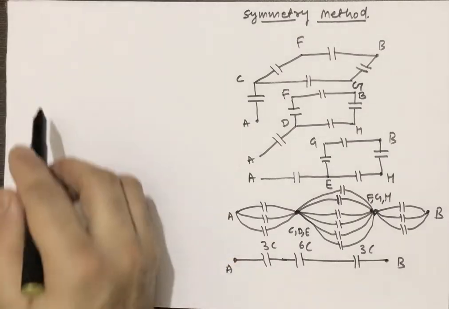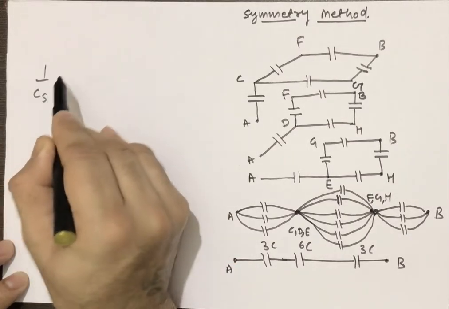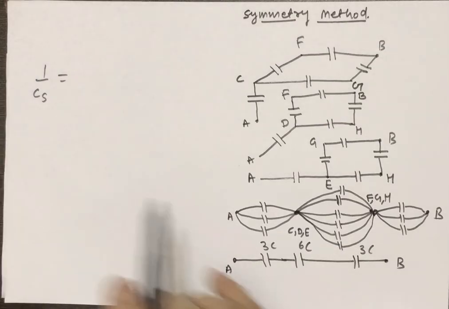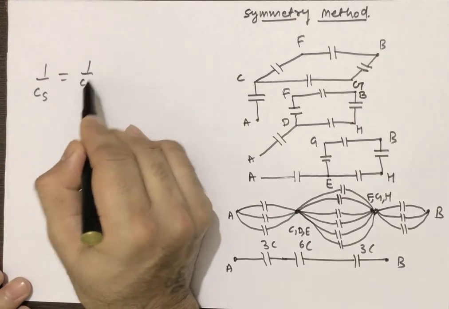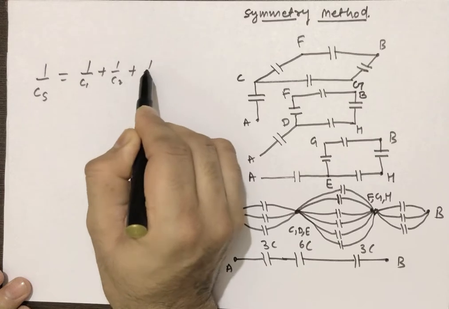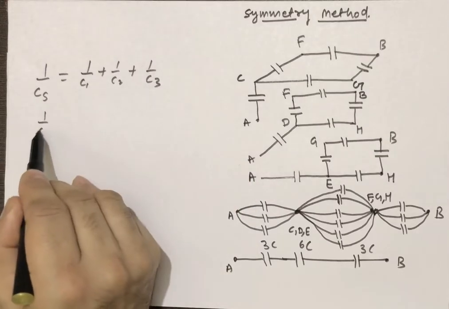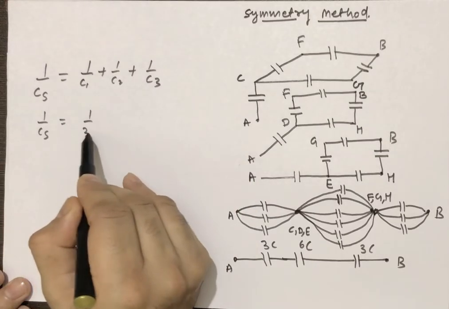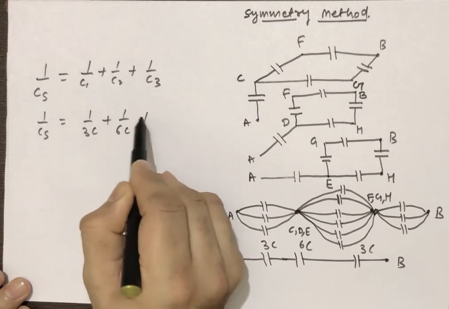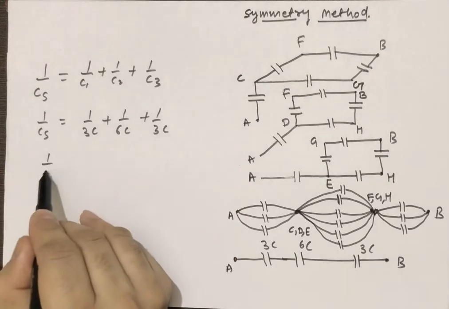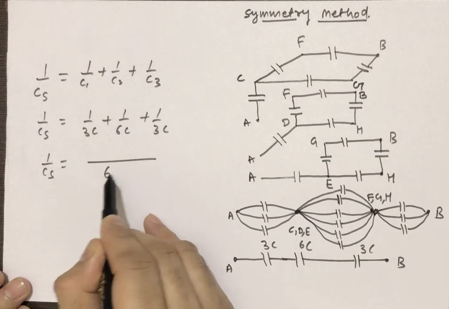So if we solve, series में कैपेसिटर कैसे सॉल्व होते हैं? 1/CS = 1/C1 + 1/C2 + 1/C3. तो 1/CS is equal to 1/3C + 1/6C + 1/3C. So 1/CS is equal to, LCM is 6C.